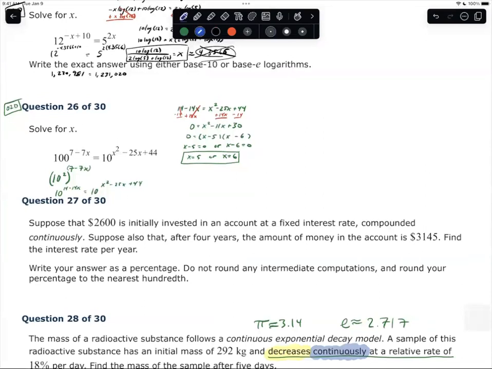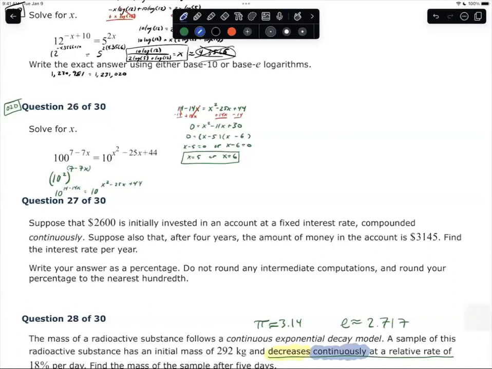Suppose that $2,600 is initially invested in an account at a fixed interest rate, compounded continuously. Suppose also that after 4 years, the amount of money in the account is $3,145. Find the interest rate per year. Write your answer as a percentage. Do not round any intermediate computations and round your percentage to the nearest hundredth.